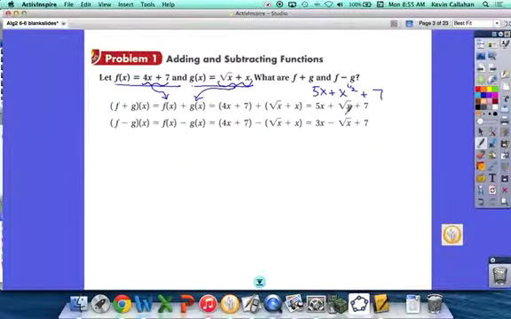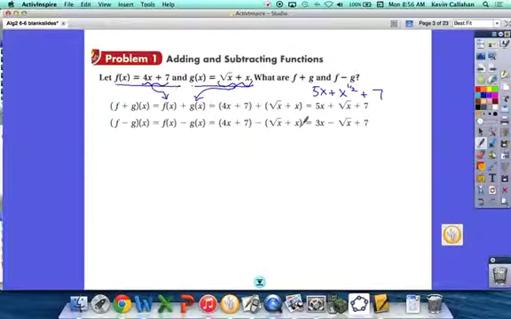Sometimes with these things, there's not a lot of simplifying you can do. You just need to put them together the best you can. Now, the subtraction is a little more fraught with difficulty than the addition is. And I'm not even sure that they've done a good job of showing that here. But if you do the f minus g of x, again, that's f of x minus g of x. We are going to replace the f of x with 4x plus 7 and the g of x with the square root of x plus 7.